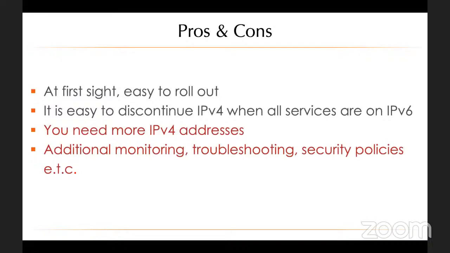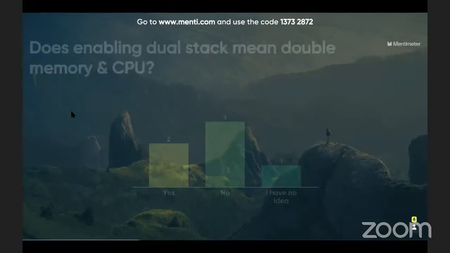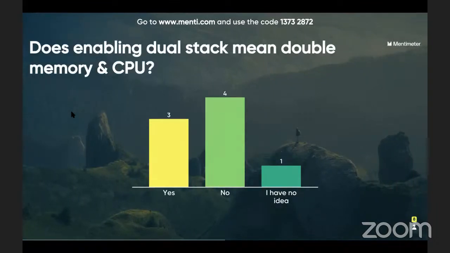Great. Thank you very much for your response. So next, we'd like to look at just a quick poll. It might be very straightforward, right? But sometimes we have challenges with this. People do not want to move to v6 because of this question here. Does enabling dual stack mean double memory and CPU? So head over to Mentimeter.com. It's a quick yes or no answer. Does enabling dual stack mean double memory and CPU? So I can see, okay.